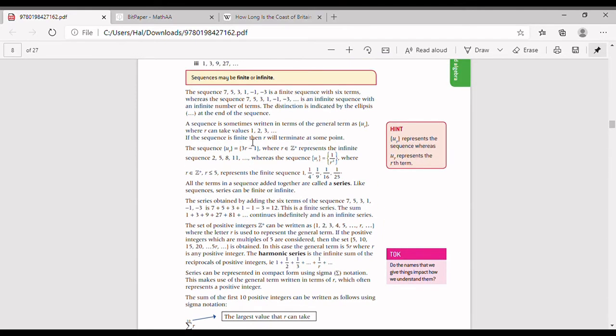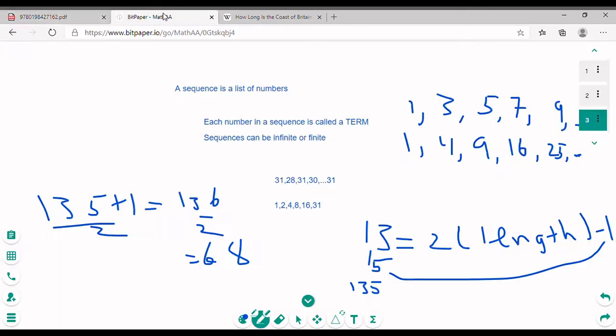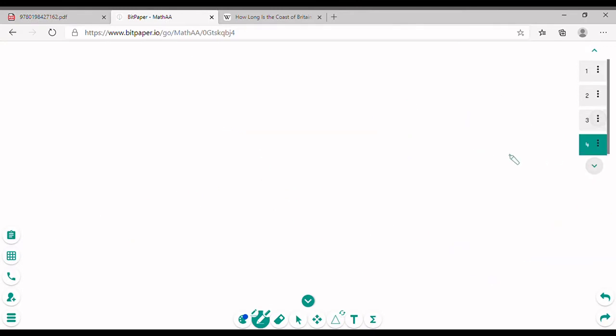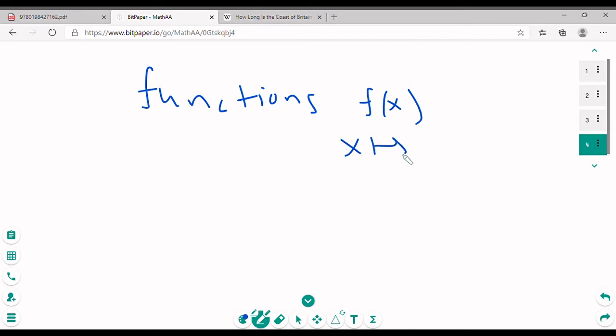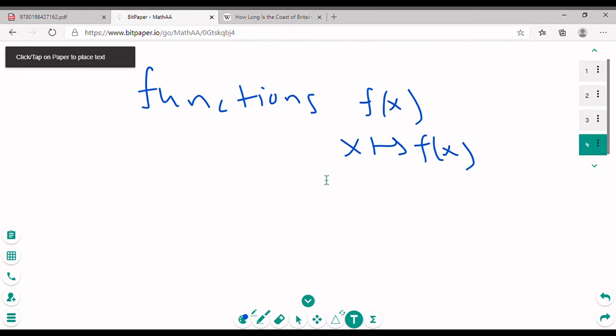Let's talk about a few things that are going on here. How do we write down sequences? Well, a sequence is a lot like a function. With functions, what do functions do? Functions take a number x and give out f of x. So x goes to f of x, where both of these are real numbers, meaning any number that could be a decimal.